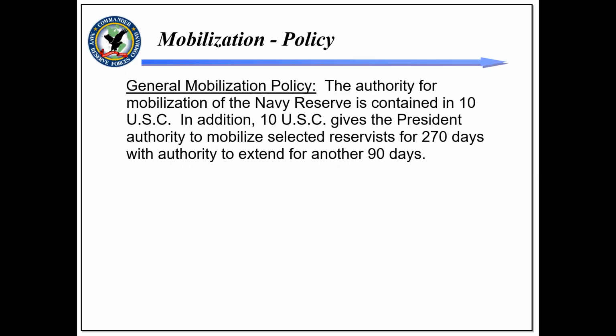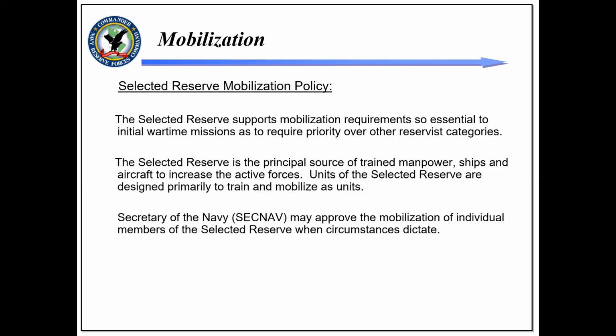General Mobilization Policy. The authority for mobilization of the Navy Reserve is contained in 10 U.S.C. In addition, 10 U.S.C. gives the President authority to mobilize selected reservists for 270 days with authority to extend for another 90 days.